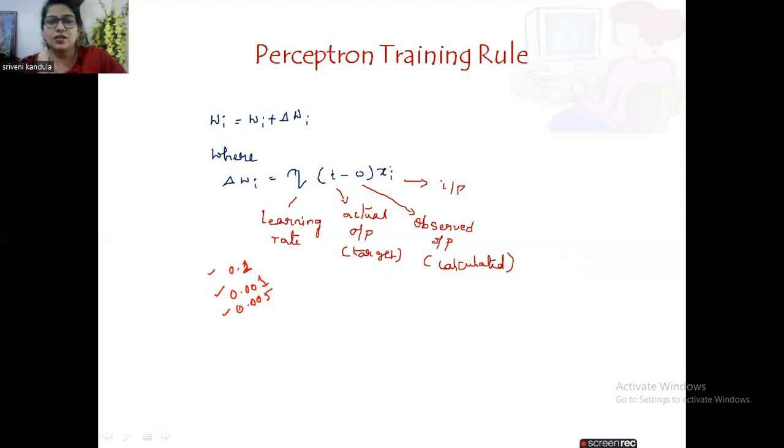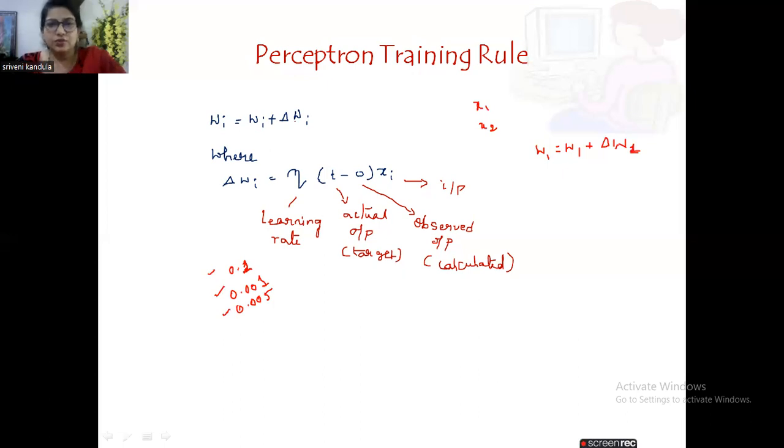So what does this i stand for? Suppose I have two inputs, x1 and x2. Then for each input, I have to modify the weight. If I take the i value as 1, this equation becomes W1 equals W1 plus delta W1. If I take the i value as 2, it becomes W2 equals W2 plus delta W2. Like that, for each input, we have to modify the weight.